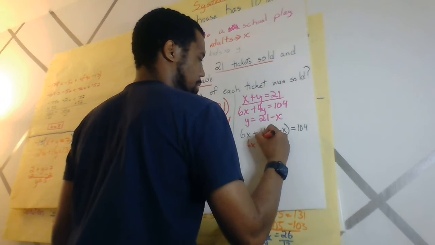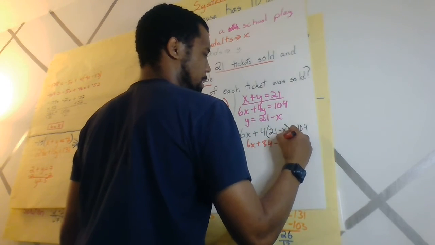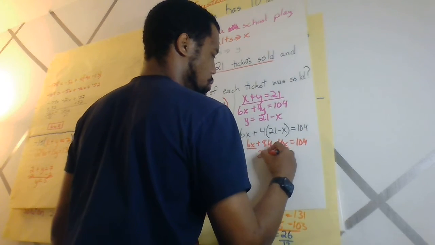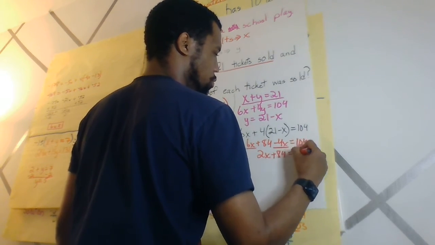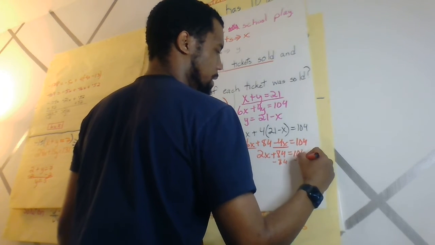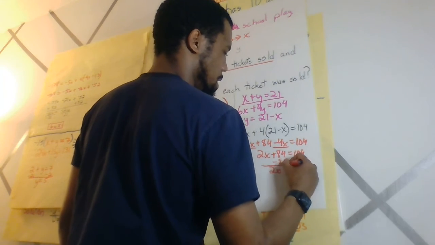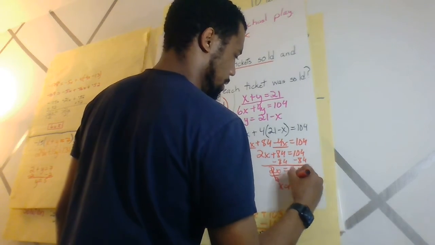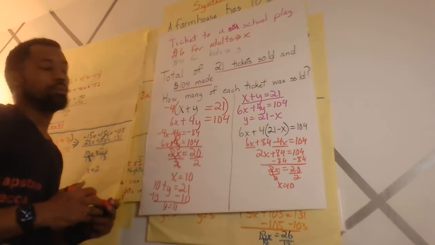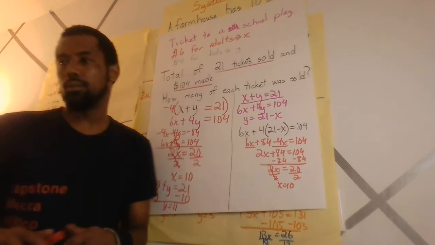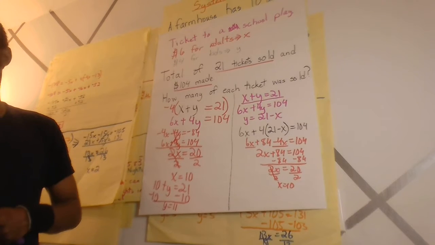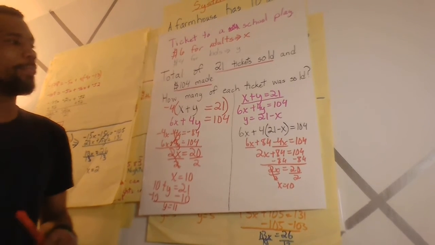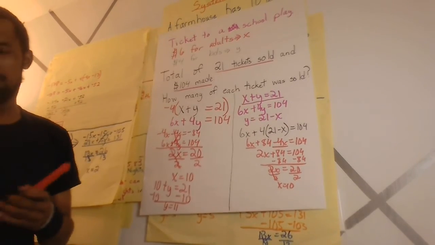So now 6x plus 84 minus 4x equals 104. Like terms, 2x plus 84 equals 104. Minus 84. 2x equals 20. I know I went through that last part really quickly, so I'll give you a second to kind of catch up to what I was doing. Distributed this out.